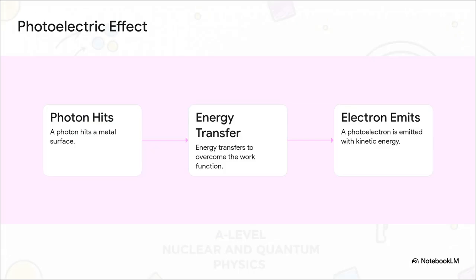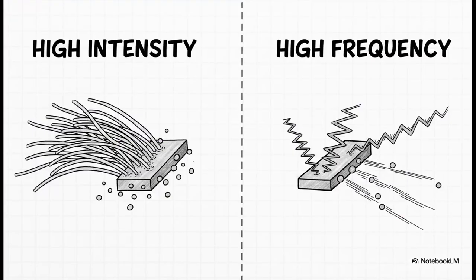So what actually is the photoelectric effect? I always like to think of it as a super strict bouncer at a nightclub. A single photon hits a metal surface. Now that photon must have a very specific threshold frequency. Why? Well, because it needs enough energy to pay the work function cover charge of the metal. If it has enough energy, it transfers the whole shebang to a single electron, and that photoelectron gets emitted with whatever kinetic energy is left over. And this perfectly illustrates the strict rules of our quantum bouncer, summed up by Einstein's photoelectric equation. The photon's energy, hf, equals the work function phi, plus the maximum kinetic energy of the emitted electron.